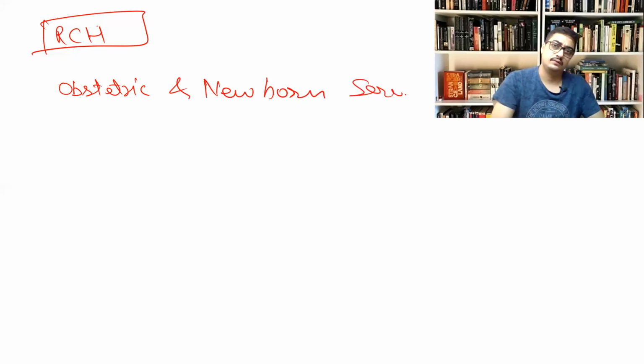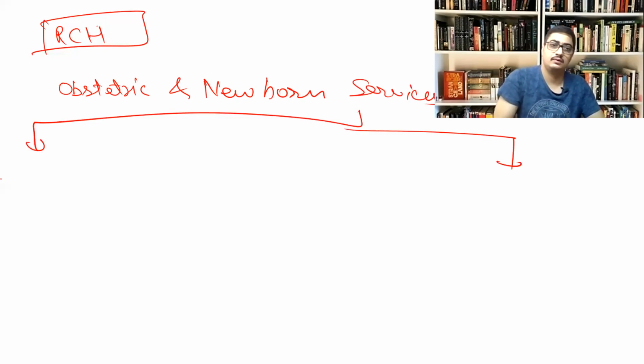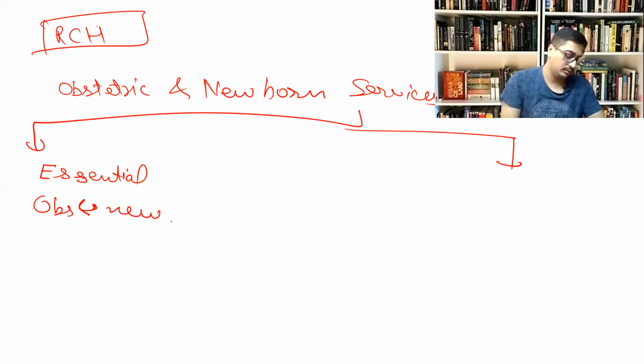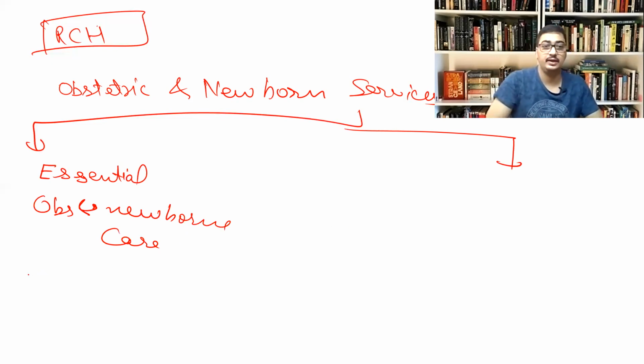So these services are basically divided into two subparts. One is essential obstetric and newborn care. These are essential services that are to be provided, and who will provide them? The Medical Officer at the PHC level. So an MBBS officer posted at the PHC level would provide essential obstetric and newborn care services.